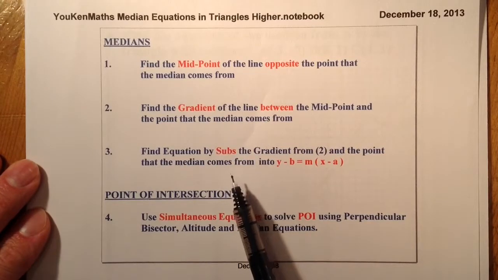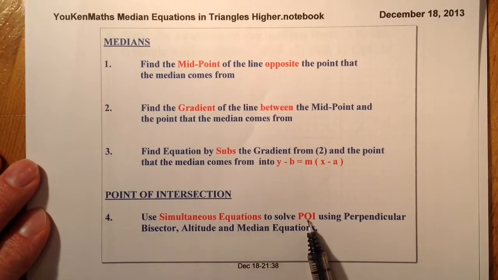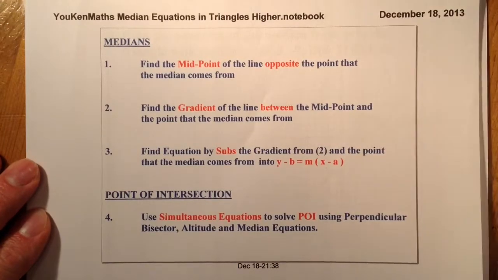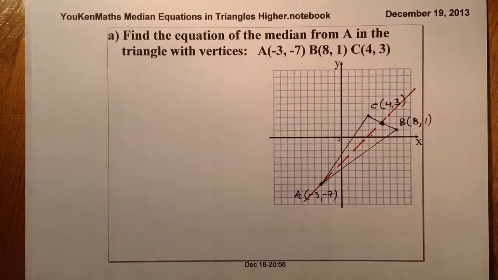Normally, beyond that, we would look at a point of intersection of the median with a perpendicular bisector, an altitude, or another median. But I'm not going to be doing that in this video. If you're interested in seeing how the simultaneous equations work between them, you should look at simultaneous equations by elimination. That's another video clip that I've produced. Okay, so let's get on with the question.